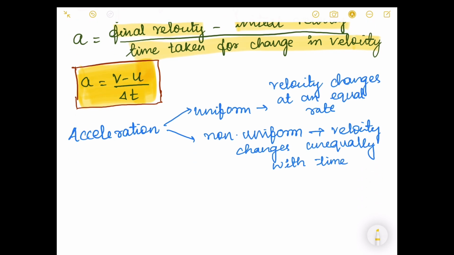Acceleration can also be divided into two types: uniform acceleration and non-uniform acceleration. Acceleration is said to be uniform if the velocity changes at an equal rate, and if the velocity changes unequally with time, then we say that the body is in non-uniform acceleration.